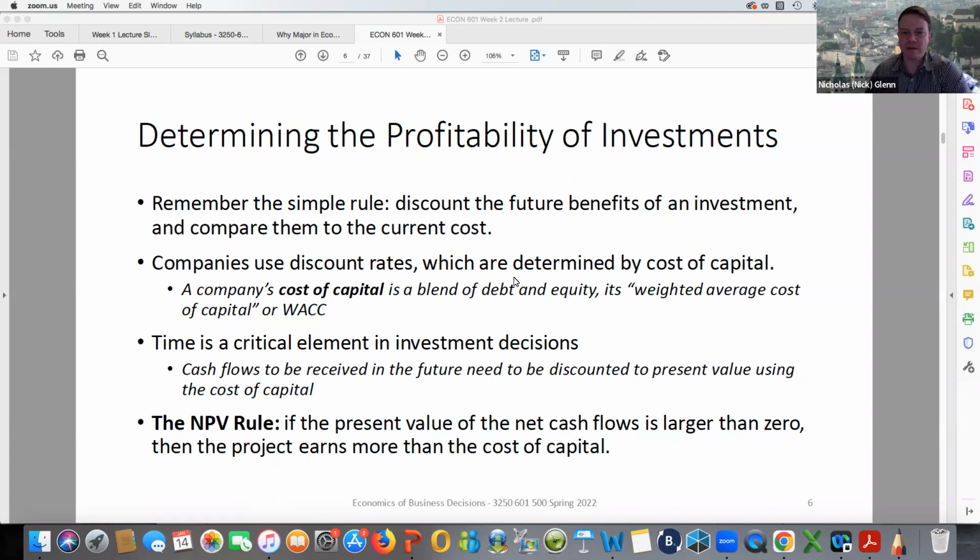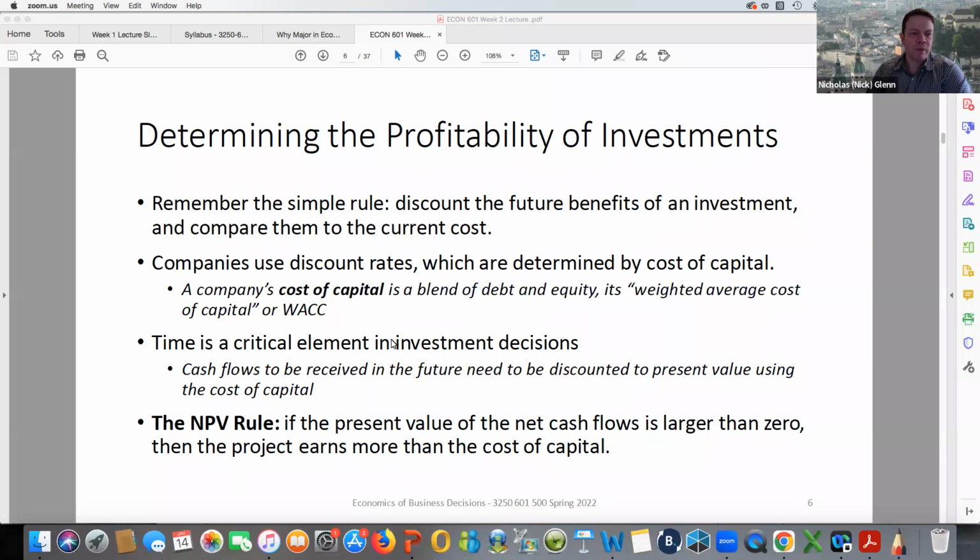So this is what companies do. They use these discount rates, which is determined by their cost of capital. That's how they determine the discount rate. It's however much it costs for them to raise capital. Like I'd mentioned before, this cost of capital was a blend of debt and equity. Debt would be when they issue bonds to raise money. Equity is when they issue stocks to raise money. They'll weight this average of what it costs to do this, and this average of the cost, this interest rate, is what they use when they're trying to determine their discount rate, right? When they want to find present value.